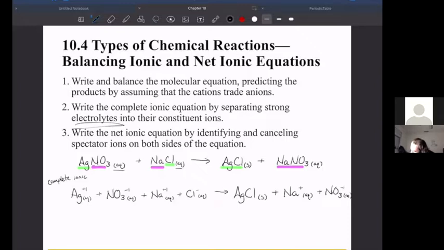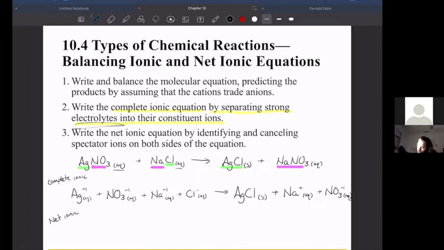Cool. So this is my complete ionic equation. Let me use a different color. Complete ionic equation by separating the strong electrolytes into their constituent ions. And again, another word for strong electrolyte is an aqueous compound. Now, in order to get the net ionic, I'm going to go through and cancel things that are on both sides of my equation.